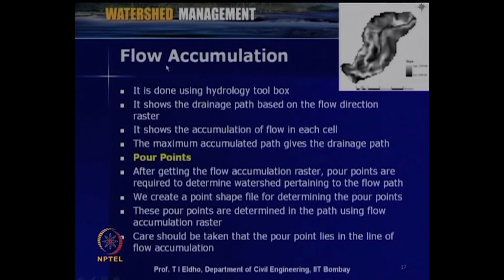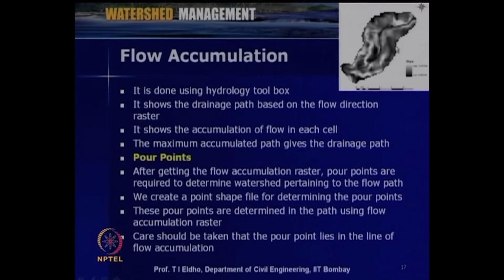Now the next step is flow accumulation. It is done using the hydrology toolbox. It shows the drainage path based on the flow direction raster, and it shows the accumulation of flow in each cell. The maximum accumulated path gives the drainage path.